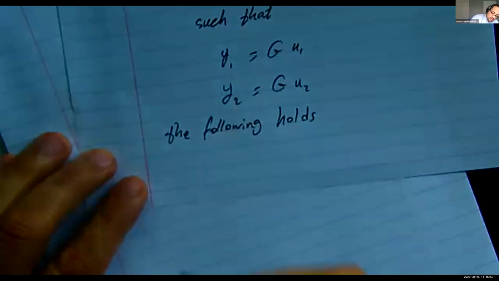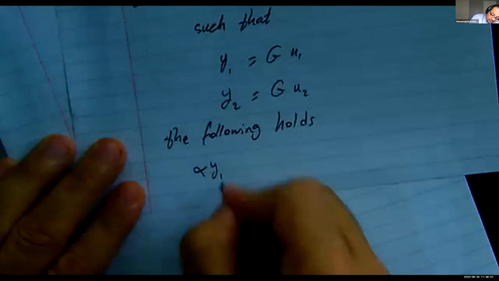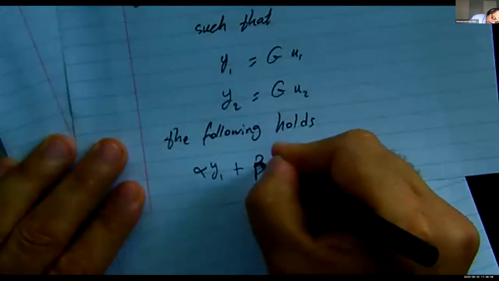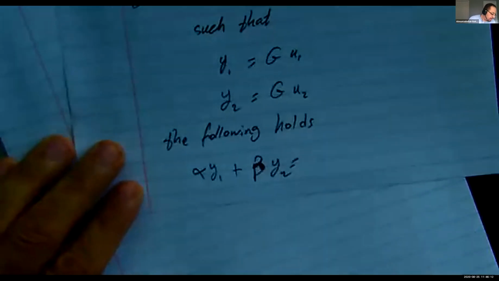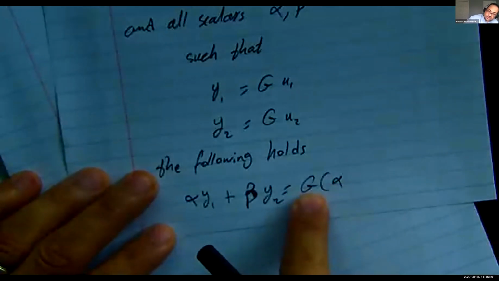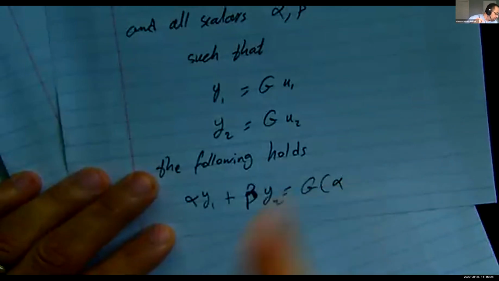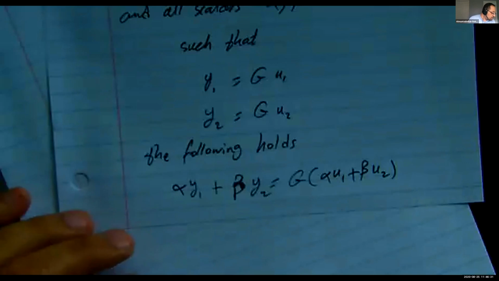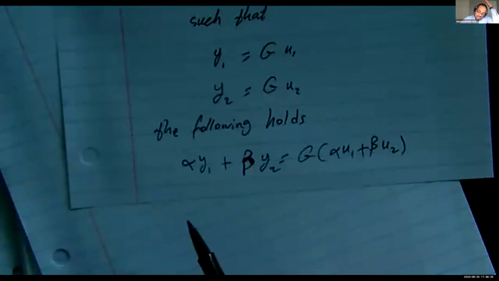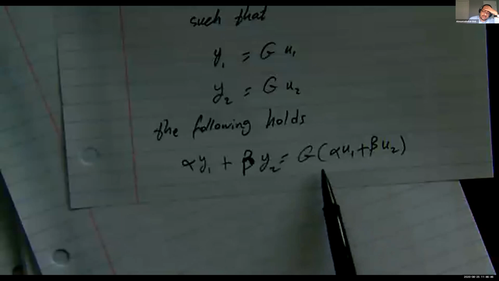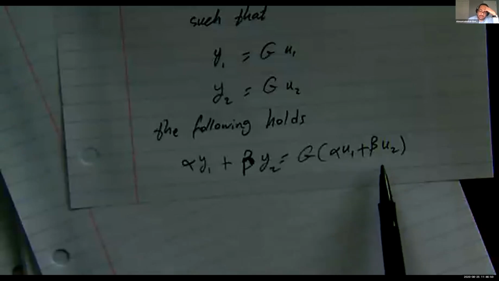The following holds. If you multiply Y1 by alpha and add it to, sorry, that's beta, so this is beta, and add it to a product of beta and Y2, okay, that means G of, and this is an operator, so this does not mean G product of, it's G of alpha U1 plus beta U2, okay, which means that if the system is linear, and if I multiply the outputs by scalars, then it holds that the inputs will also be multiplied by scalars.